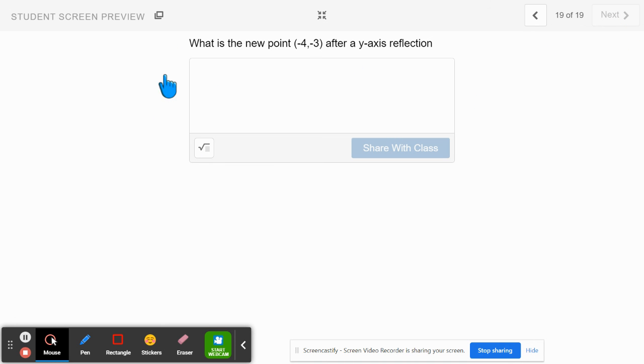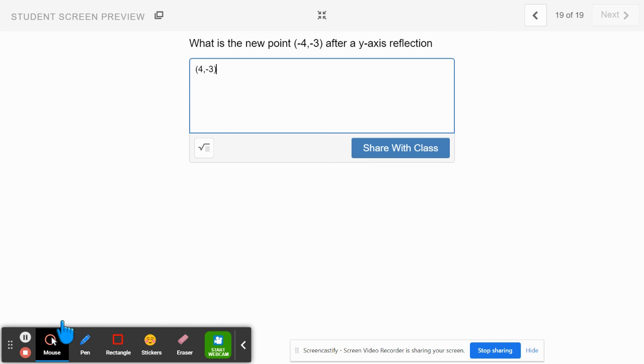Last one. What's the new point after a y-axis reflection? Y-axis reflection, the y stays the same. The x changes. Boom. Not too difficult. You got this. All right?